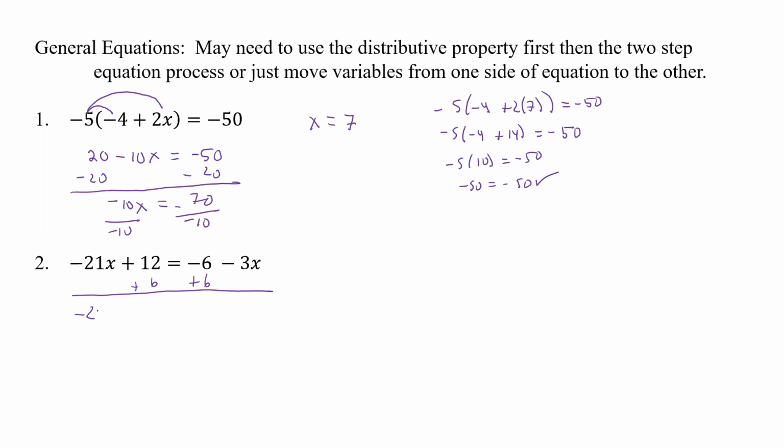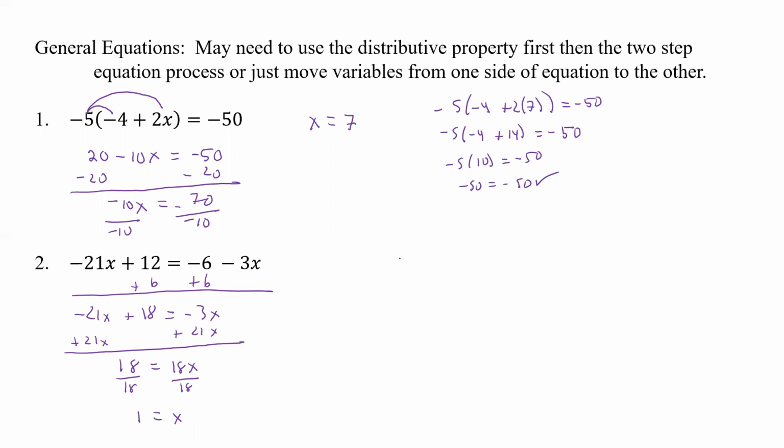And so that gives us negative 21x plus 18 equals negative 3x. Now let's take the variable over here, so let's add 21x. And so what do we have? 18 equals, and now that's going to be 18x. Now divide by 18, so 1 is equal to x.